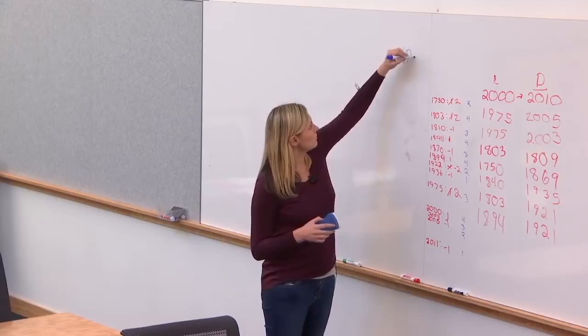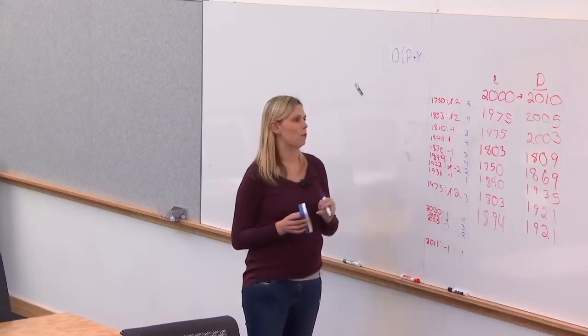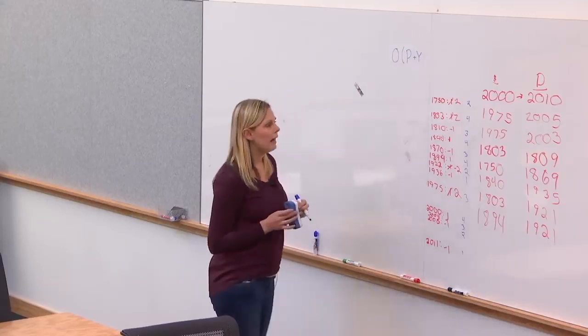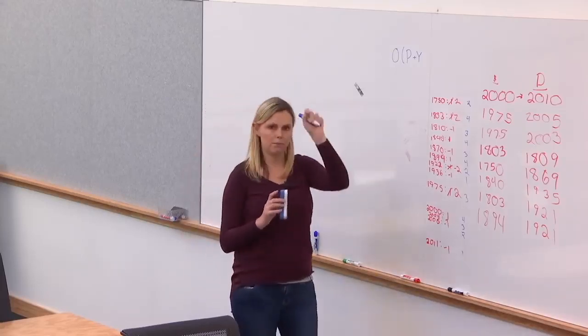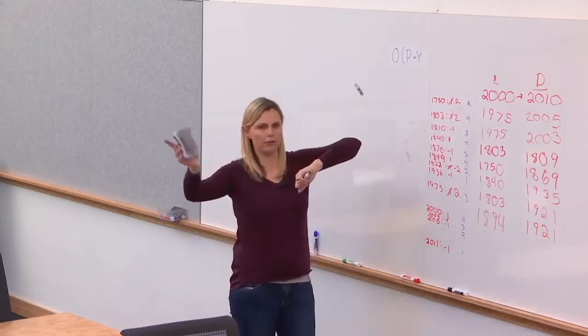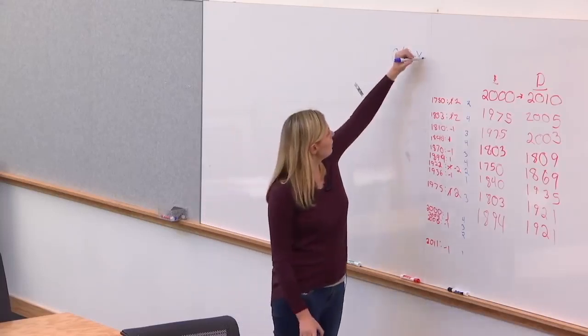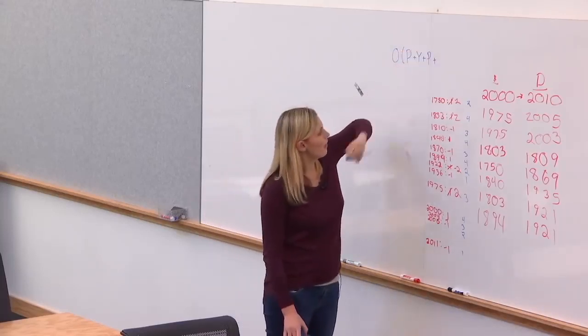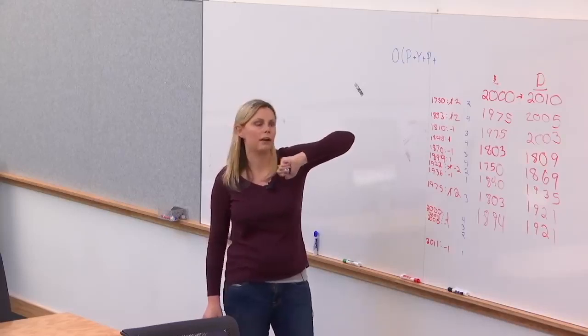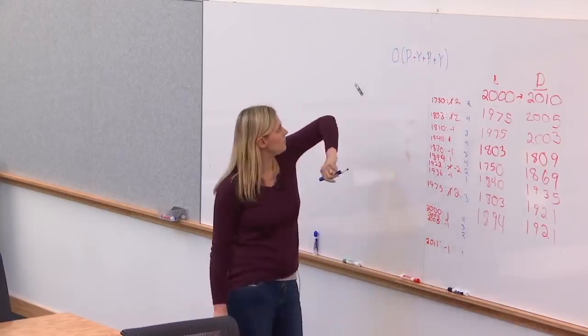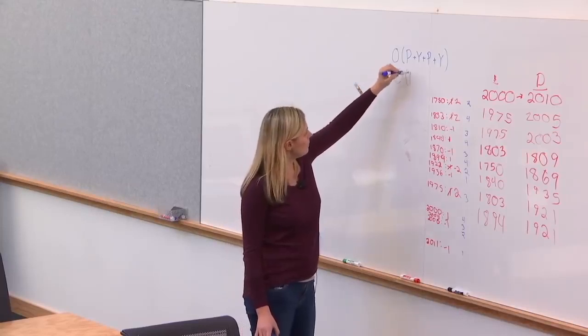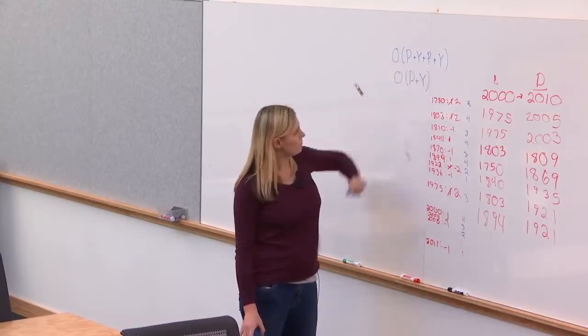So plus y to create that array. Then I need to walk through those people and put in the +1 at their birth year and -1 at their death year. That's going to be another O of p time. Then I need to walk through that array and get the running sum. That's going to be O of y. So total runtime, O of p plus y.